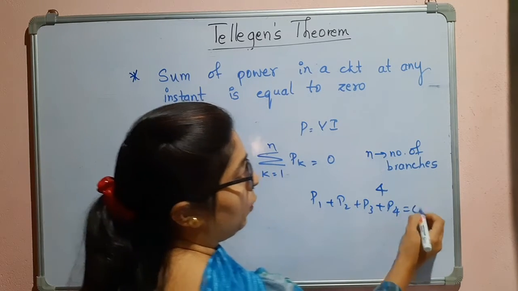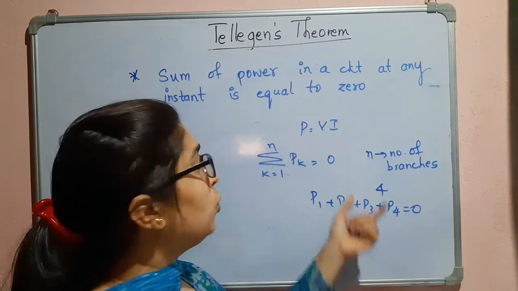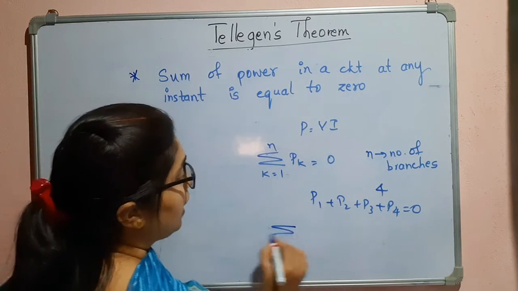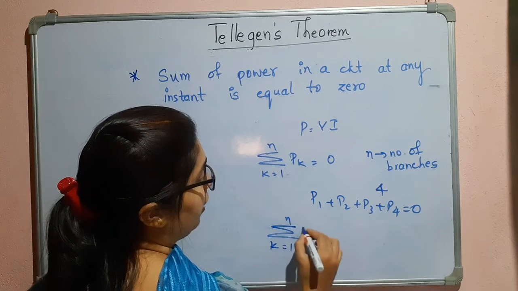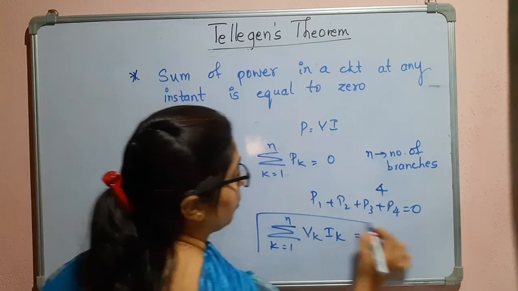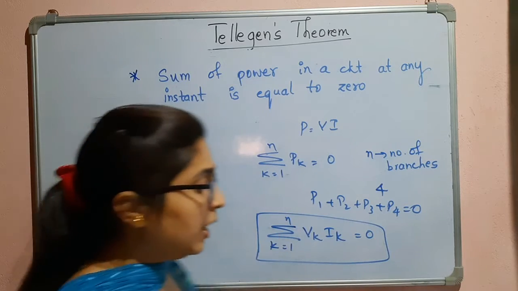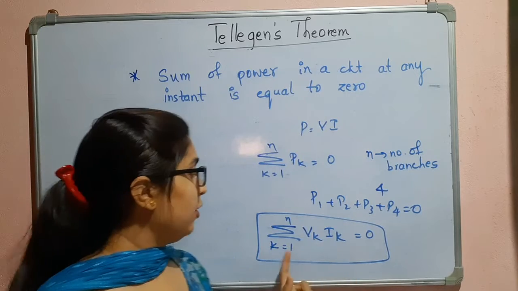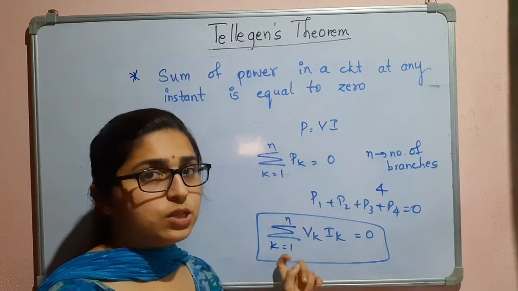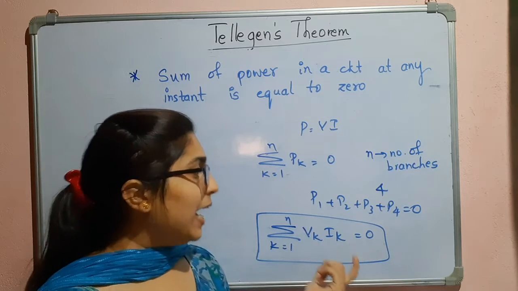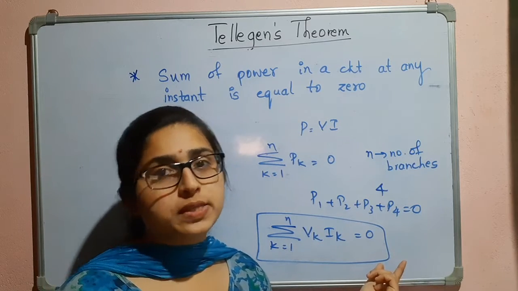that should be equal to 0. Power, we know, we also write as voltage into current. So, we can also write this as the summation from k is equal to 1 to N of Vk Ik, that should be equal to 0. For DC circuits, this is the important formula, where we take all the branches, 1 to N, in a network. That summation should be equal to 0.